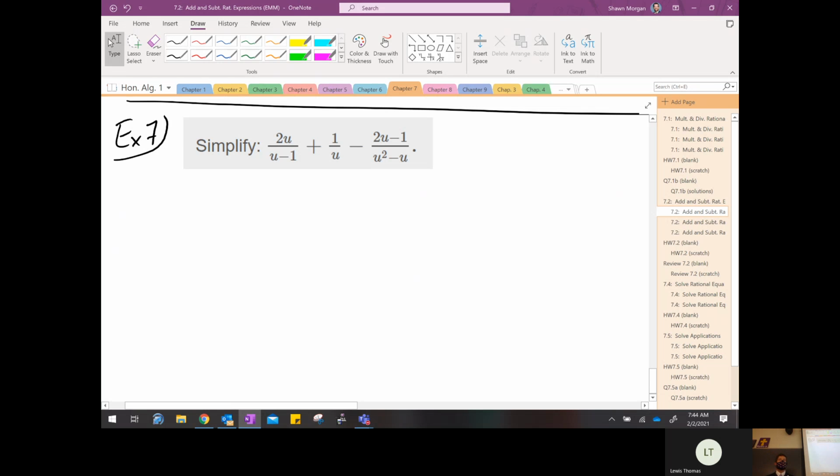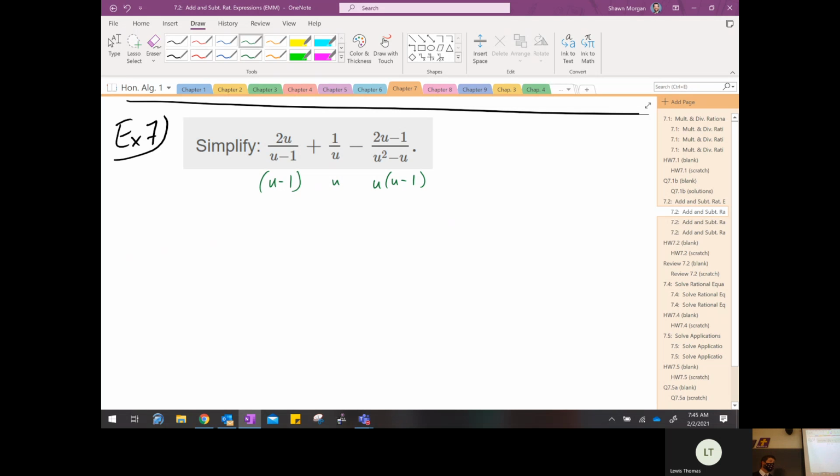First step, I like how y'all write the problem down. Of course, that goes without saying. But our first step is going to be factor every denominator. Factor everything. So the first denominator needs no factoring. It's just u minus 1. The second denominator needs no factoring. It's just u. How about the third denominator? Factor it. u and quantity, u minus 1. Good. Another GCF question like we had a moment ago.